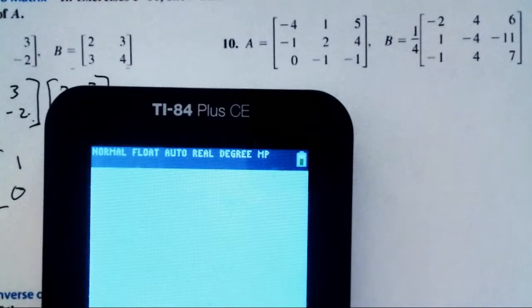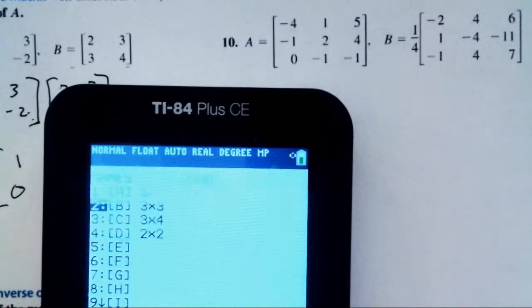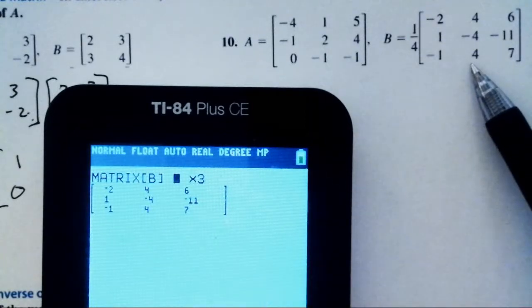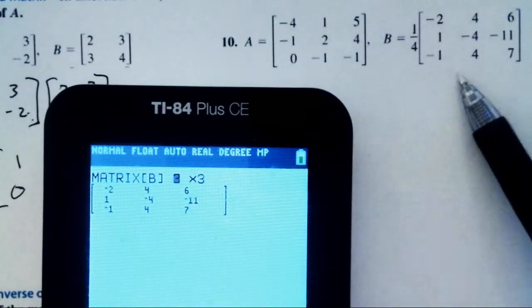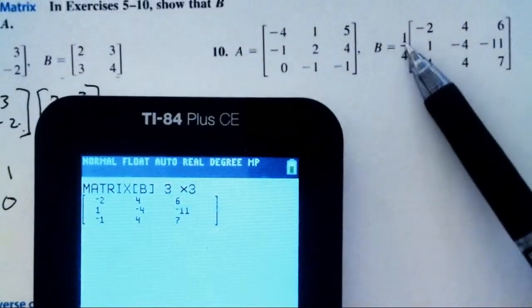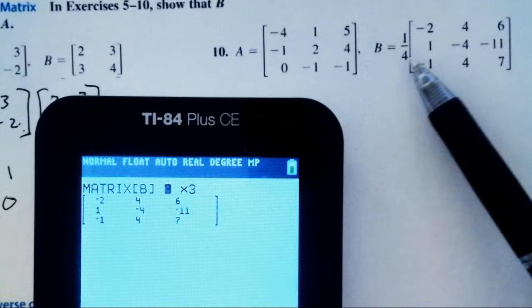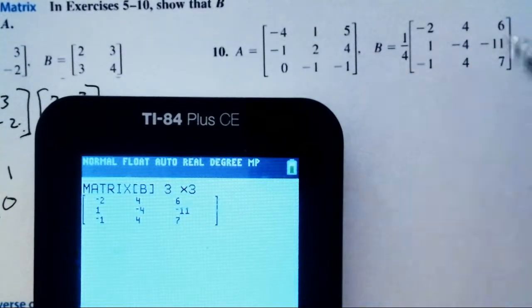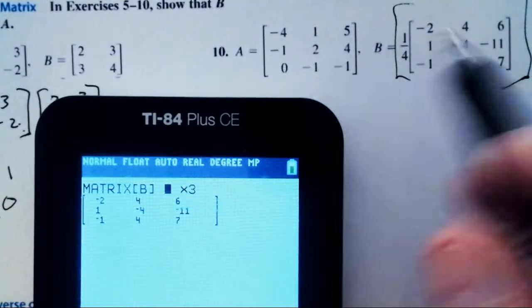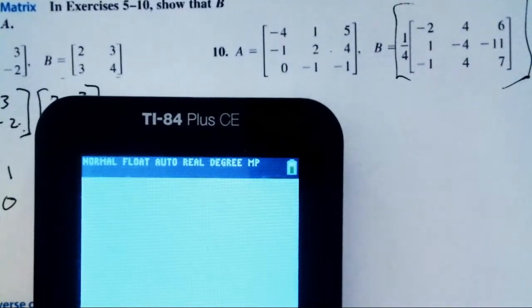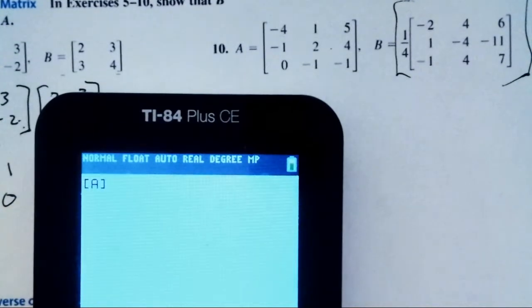So I'm going to quit. I'm going to go back into matrix. I'm going to edit matrix B. And matrix B, actually, I already have that one in, as you can see. So that's a match. I did not include the 1/4 in there. You could distribute the 1/4 into each of these, but I'm just going to multiply all of this times matrix A. So second quit. I want matrix A, and I want that times, and I want to show you this.